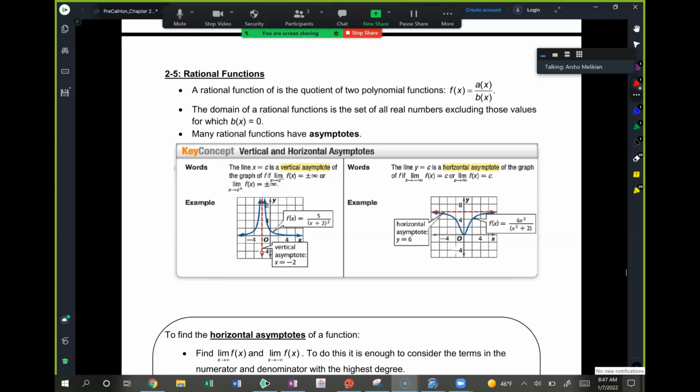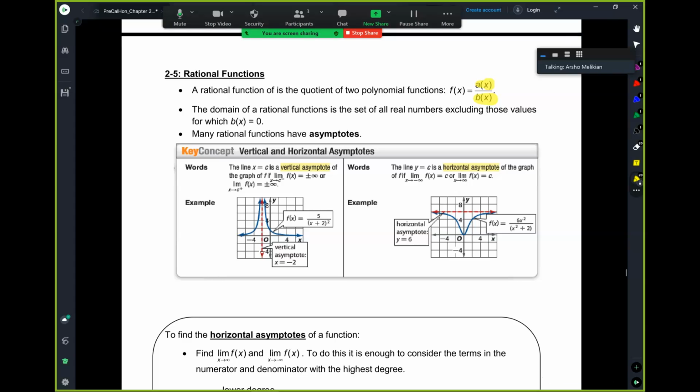All right. A rational function is basically a function where it's the quotient of two polynomial functions. So you have f of x equal to a of x over b of x, right? And so the domain is all of the numbers except where the denominator equals 0. So to find the domain, you would set the denominator equal to 0, exclude those numbers, and that's your domain.